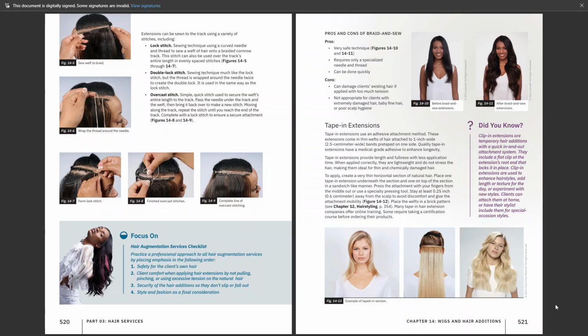Double lock stitch, a sewing technique much like the lock stitch, but the thread is wrapped around the needle twice to create the double lock. It is used in the same way as the lock stitch.